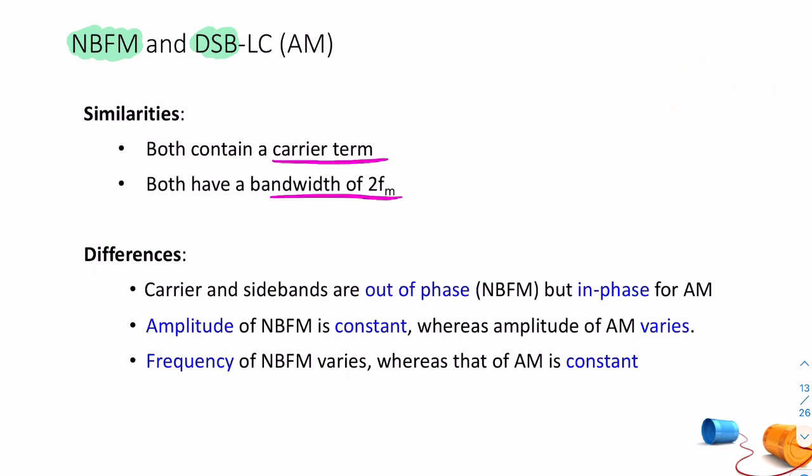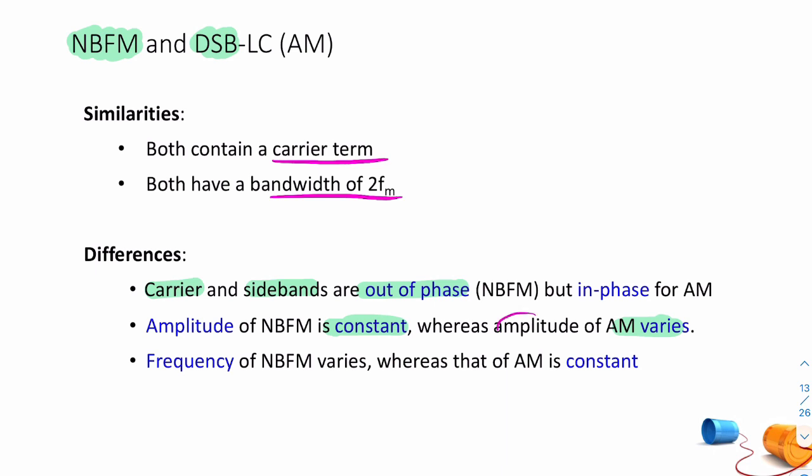That's where the similarities end, because the carrier and the sidebands are not the same. You've got sine and you've got cosine components, so they're orthogonal, so they're 90 degrees out of phase. The amplitude for narrowband FM is constant, whereas the amplitude of AM varies.